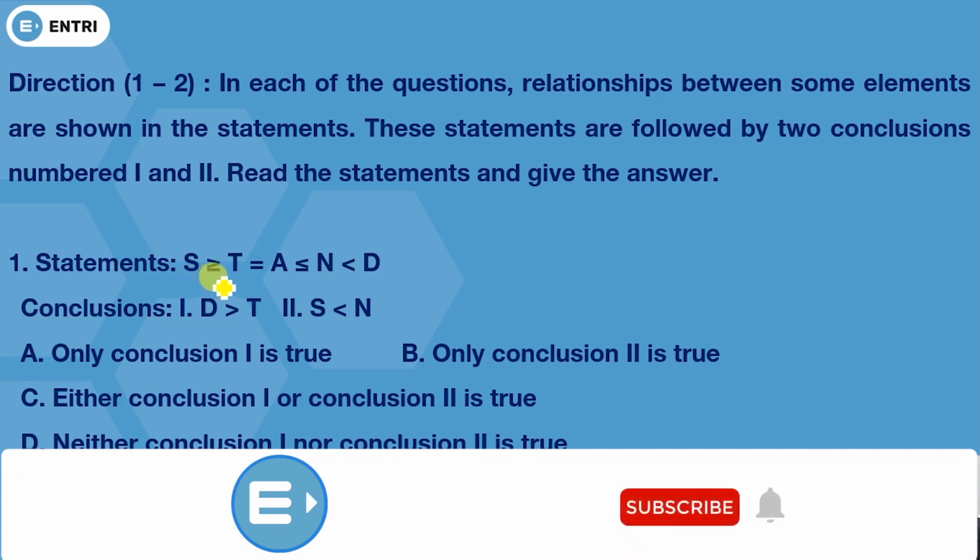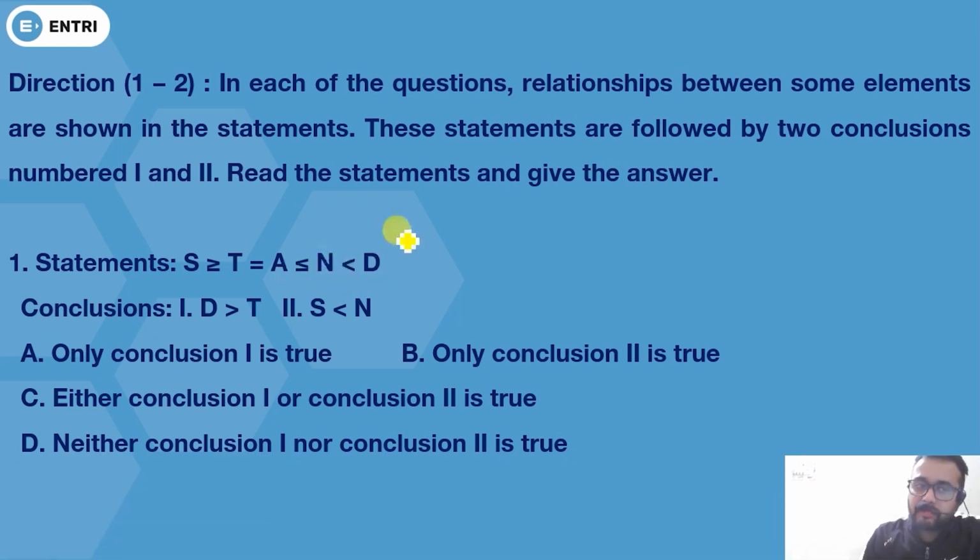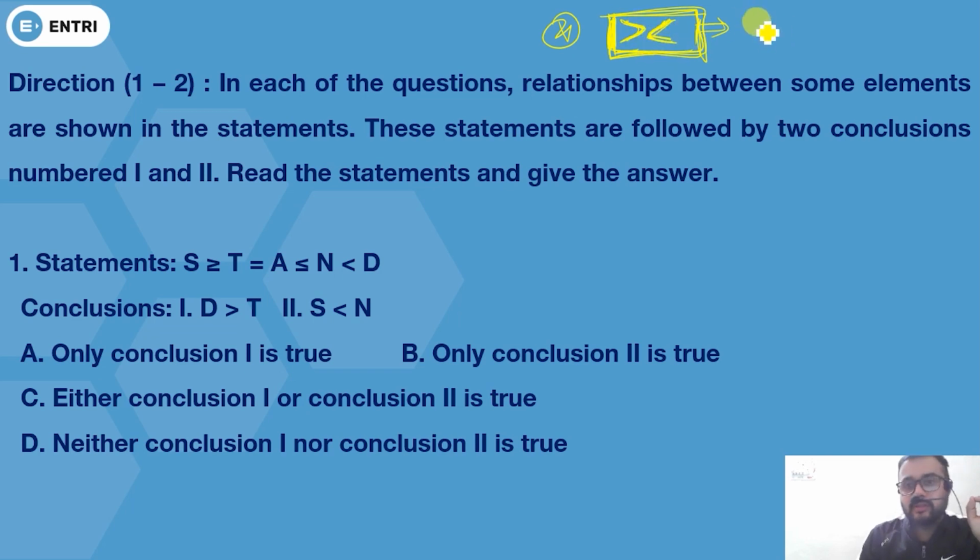The first statement is S ≥ T = A ≤ N ≤ D. Keep one thing in your mind: if you see two opposite signs in any statement, then a conclusion including these two signs will always be false, it cannot be true. Or simply, if there are two signs opposite to each other in a conclusion, then the answer for that conclusion is always false.